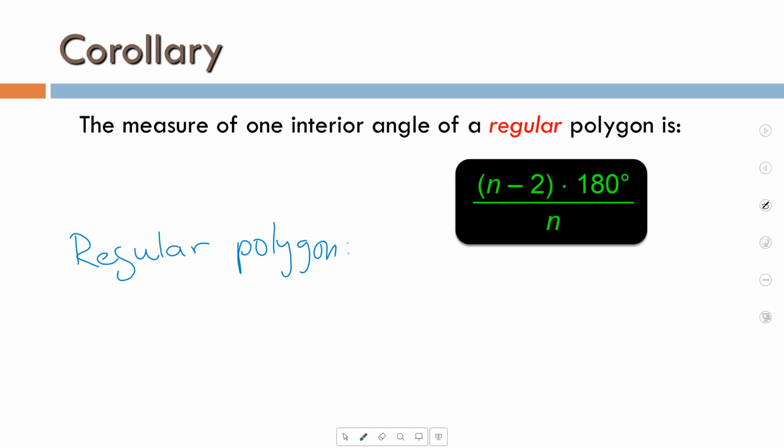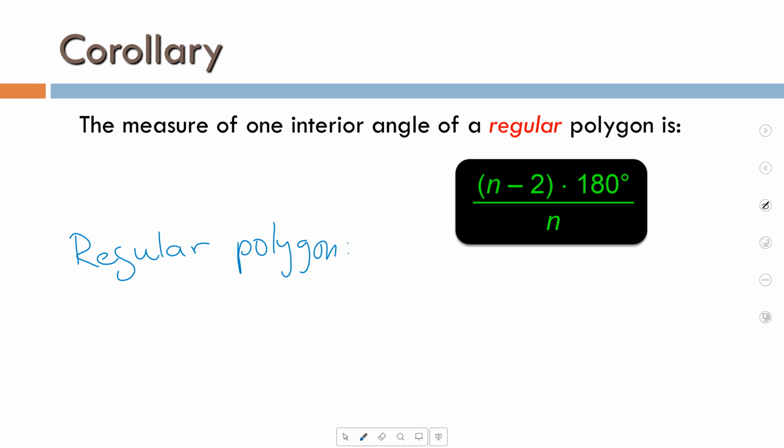Ryan, any ideas what a regular polygon is? A polygon that fits all the things we wrote about earlier, like what decides whether it's a polygon or not. Anybody else? A square, for instance, is a regular polygon. What makes a square a regular polygon? And by the way, a rectangle is not a regular polygon. All the sides are the same length. And? The angles are the same measure.